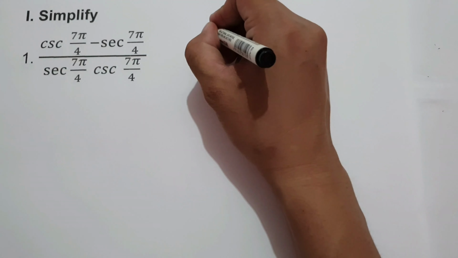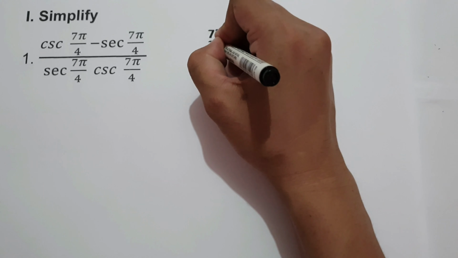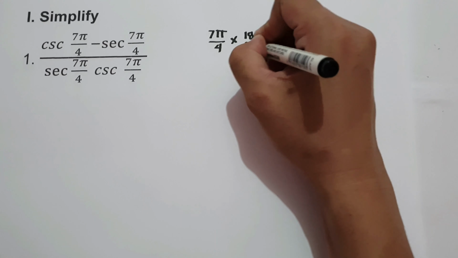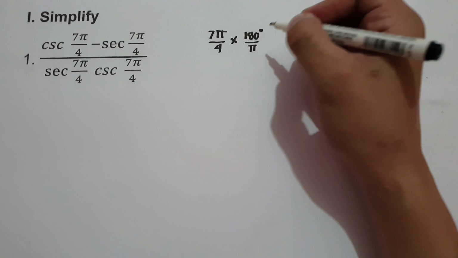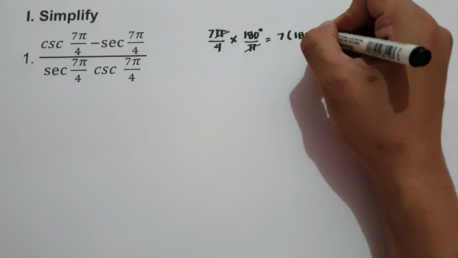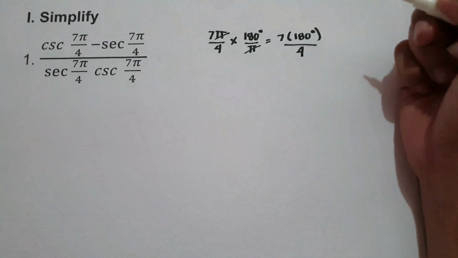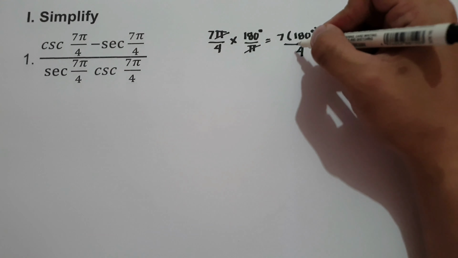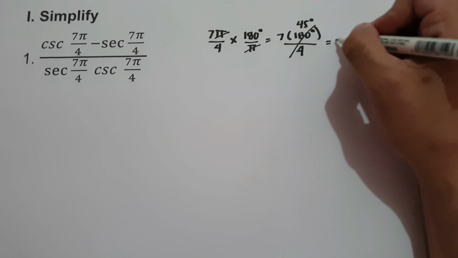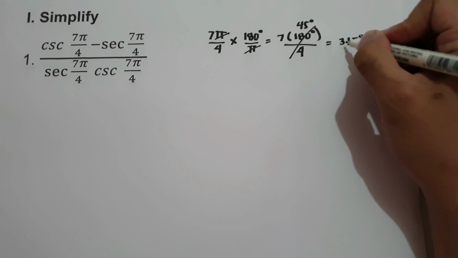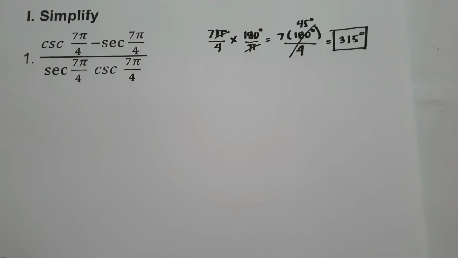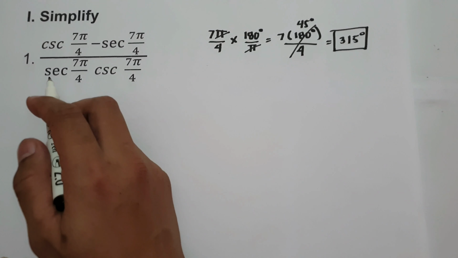So we're going to have here 7π/4. Let us multiply by 180 degrees over π to convert into degrees. Let us cancel π, and we have 7 times 180 degrees over 4. 180 degrees over 4 is 45 degrees, and 45 degrees times 7 is 315 degrees. So this will be the value of 7π/4 in degrees. And let us substitute this into the given expression.